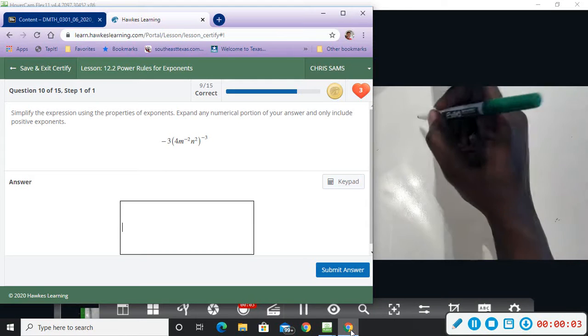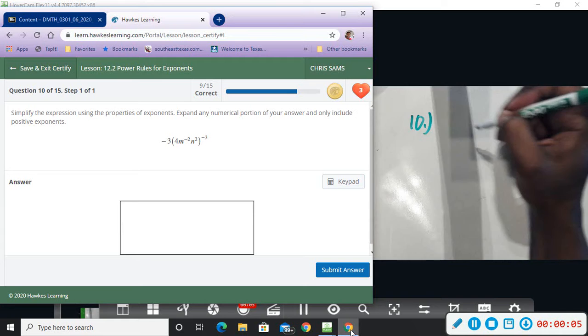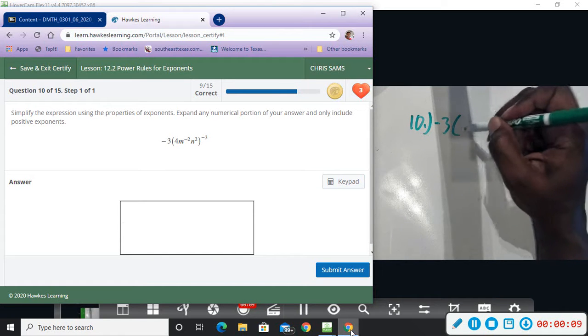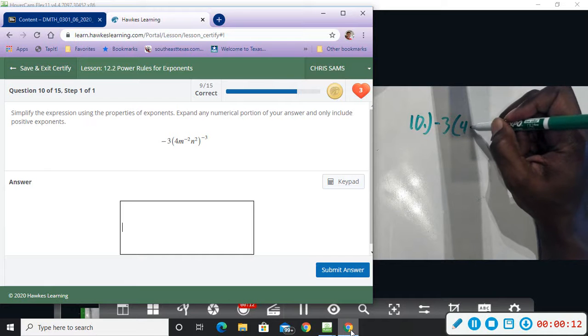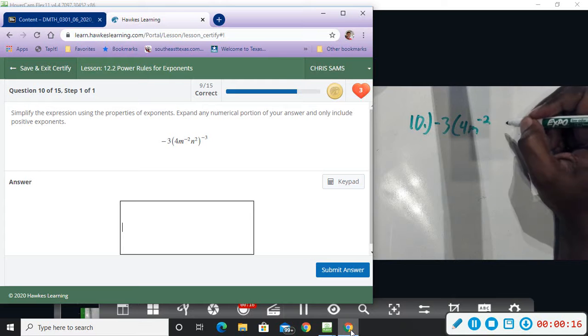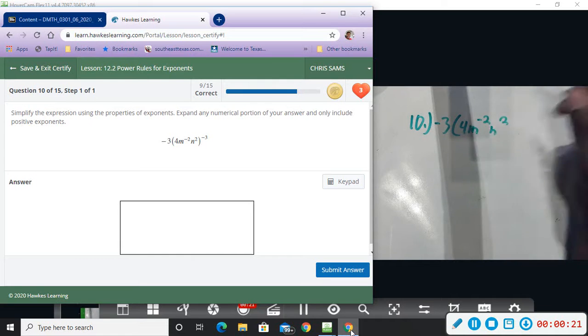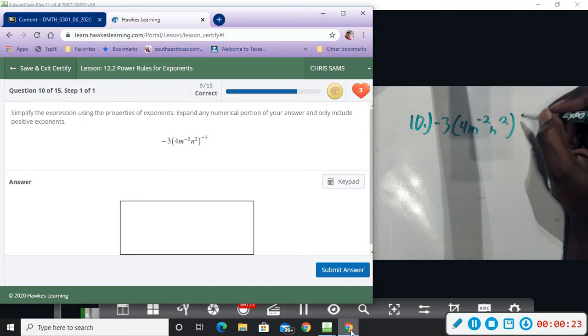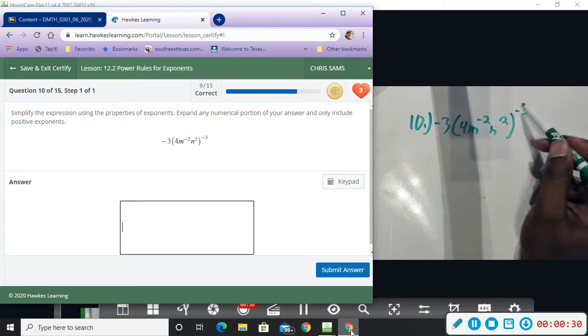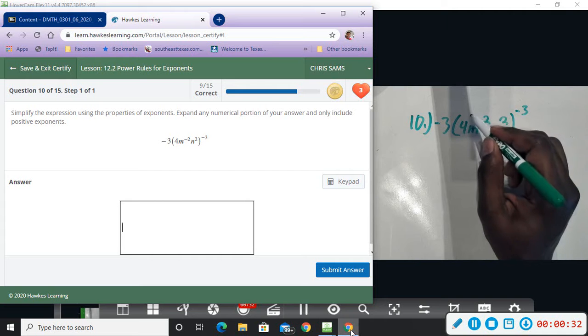Alright, number 10, we have a -3 in parentheses, then we have 4m raised to the -2nd power, and then n to the 2nd power, and then close, raised to the -3rd power. So everything in parentheses is going to get hit with the 3rd power, even the 4. Got to remember it's understood one exponent.